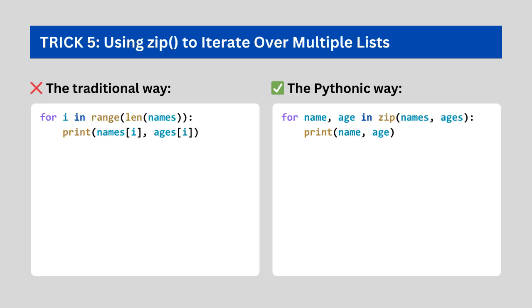Trick 5. Using zip function to iterate over multiple lists. If you've ever worked with multiple lists, you might have used range length of list to iterate over them together. There's a better way. Python's zip function lets you pair elements from multiple lists effortlessly, making your loops cleaner, more intuitive, and less prone to indexing errors.